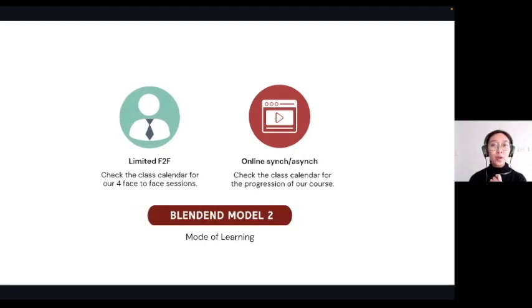The most important thing you need to know right away is that we're following blended model 2, meaning we're going to have a combination of limited face-to-face classes with online synchronous and asynchronous sessions. So we're going to have 4 limited face-to-face sessions between October 19 and October 30, which you can find in our class schedule on our VLE page. And for the rest of the semester, we're going to be doing online sync async sessions, mostly because I found in the past years that the most important material that my students have really appreciated and learned from are recorded video lectures, such as this one.